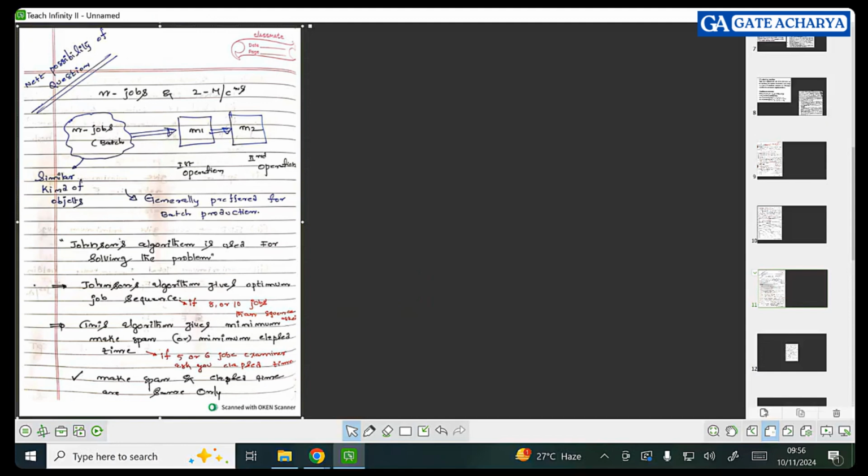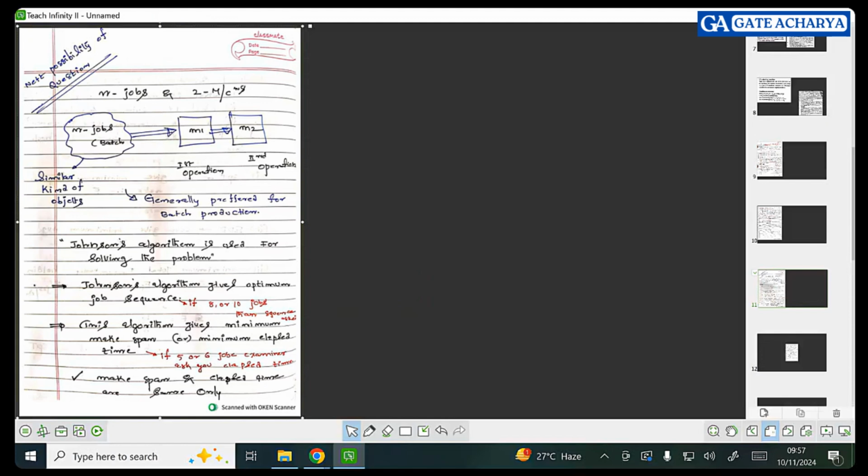Johnson's algorithm is used for solving the problem. Johnson's algorithm gives the optimum job sequence. If 8 or 10 jobs are given, then the sequence is asked. Sometimes n jobs, I said, could be 2, 3, 4, 5, 6. If they give 8 or 10 jobs, they will ask only for the sequence, right?